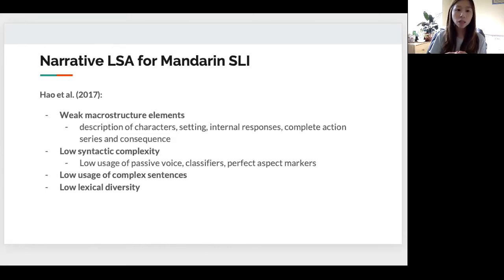Hao and colleagues also suggested that Mandarin SLI children produce a comparable MLU in words as their same-age peers, but they are more likely to repeatedly use the same words over and over again throughout the storytelling task, which results in low lexical diversity.